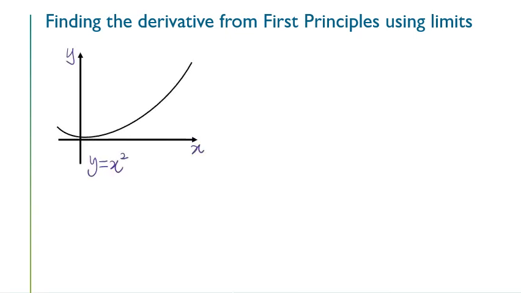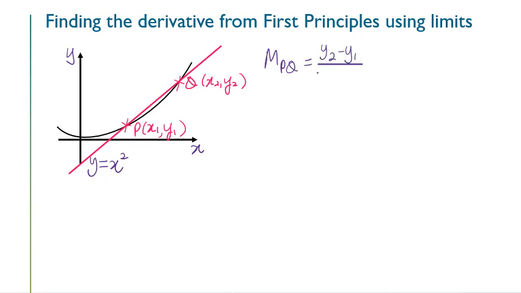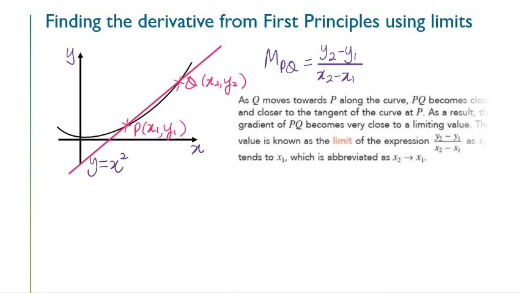So let's start off with a curve which has the equation y equals x squared, having 2 points, P and Q. And this is what we need to do. Finding the gradient of PQ is easy. We've already learned it earlier on using rise over run.